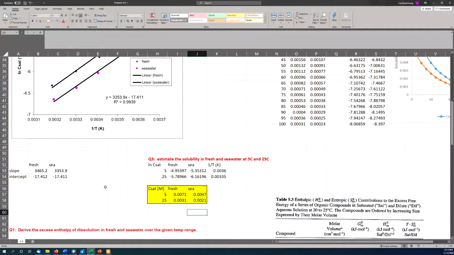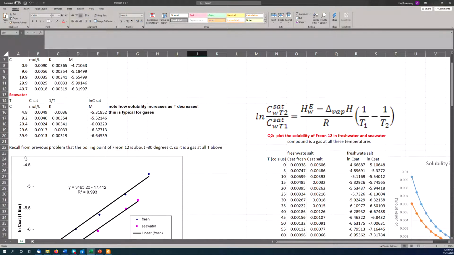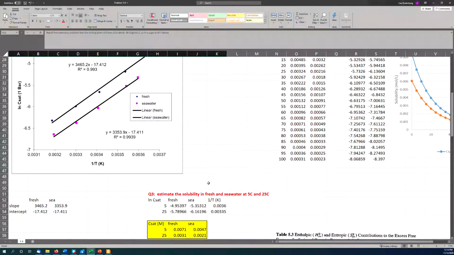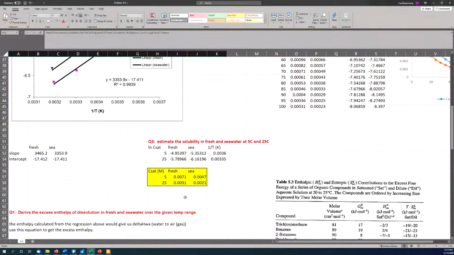Remember, I don't know if you remember, that back in the first lecture about vapor pressure, that whole module, we did an example problem with Freon 12, and we figured out that the boiling point of Freon 12 was minus 30 degrees Celsius. And since we're talking about aqueous solubility, we don't need to worry about the region where Freon 12 is a liquid, because at that point, water is no longer liquid itself. It is now a solid. It's ice.